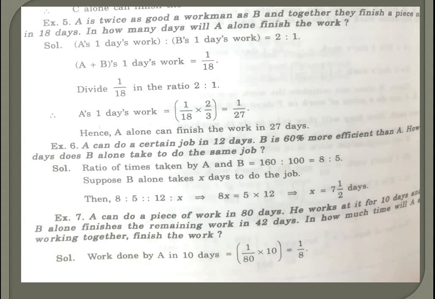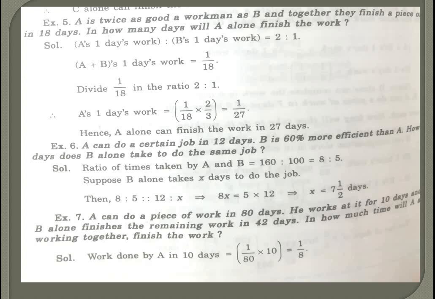That is, I am going to find A alone. So in 1 by 18 into A, the ratio will be 2, which will be divided by the sum of the ratio terms. That is 2 plus 1, 3. So I am getting the answer as 1 by 27. So A alone can finish it in 27 days.